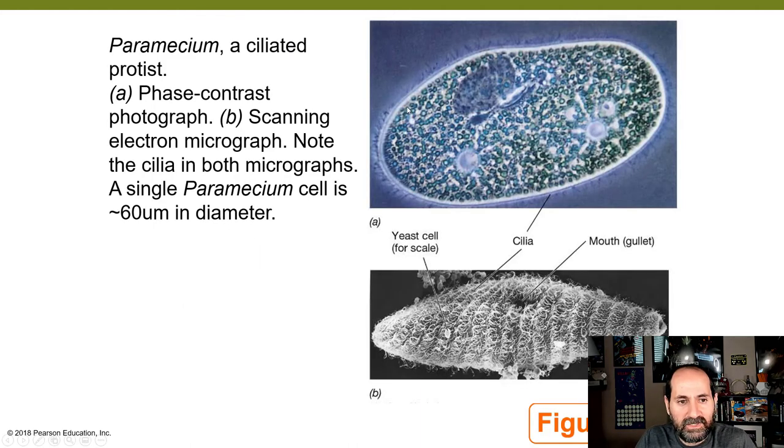So take a look here. This is a paramecium, and you can see very faintly the little short hairs that coat this single-celled protist. And this is actually a scanning electron micrograph of a paramecium as well. You can see very clearly with the scanning electron microscope the cilia surrounding the cell. The paramecium, very common group of ciliates.